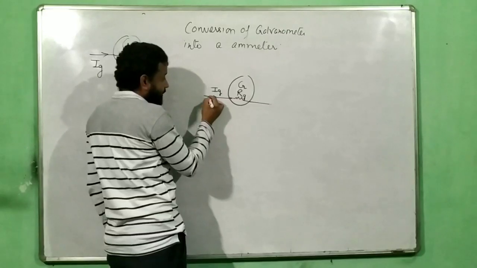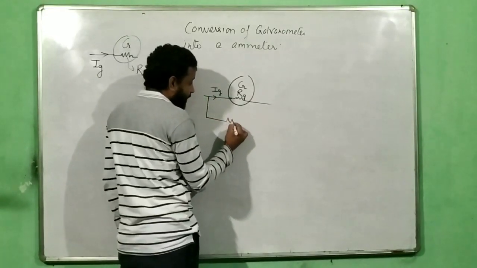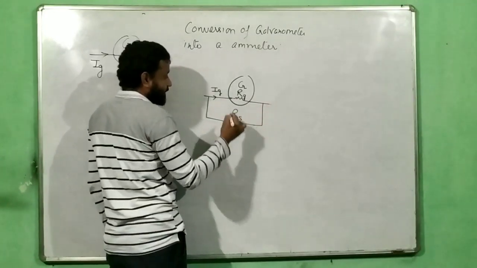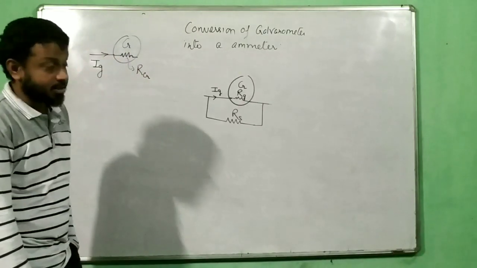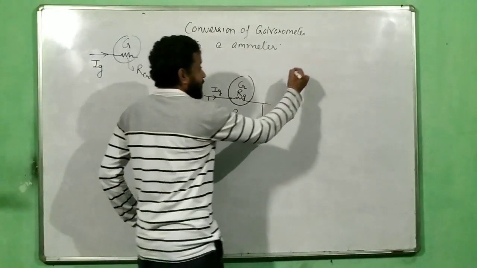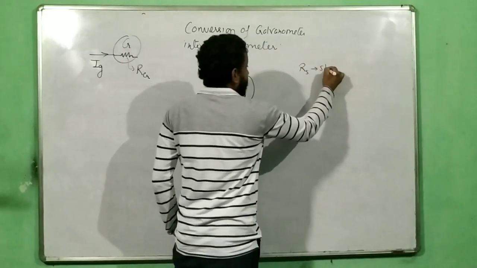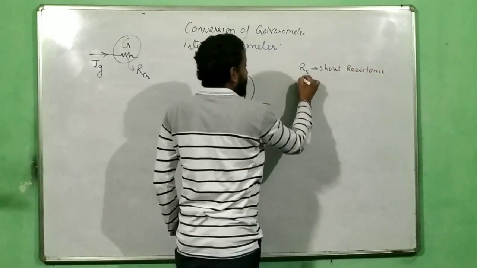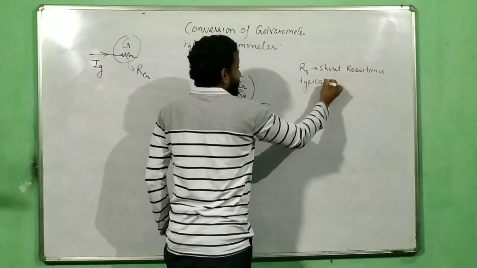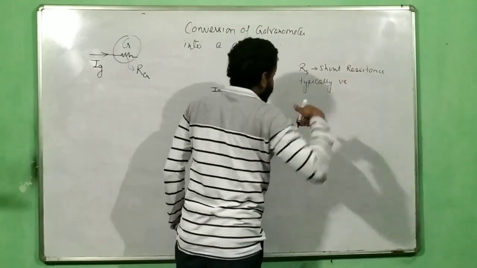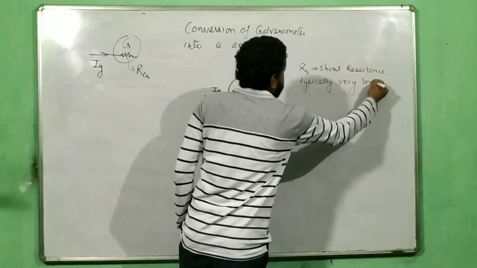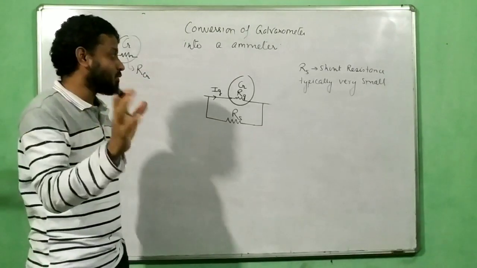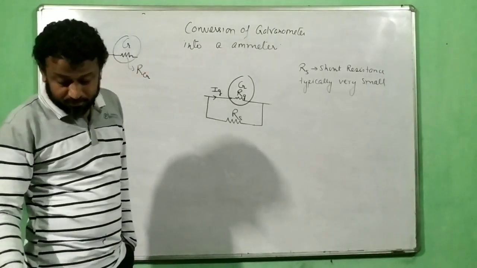Now what we do is this. We attach a resistance parallel to the galvanometer. We call this Rs. What is Rs? Rs stands for shunt resistance. This is called shunt resistance, which is typically very small, of the order of 0.1, 0.01 ohm, something very small, not very high. So shunt resistances are of very small value.